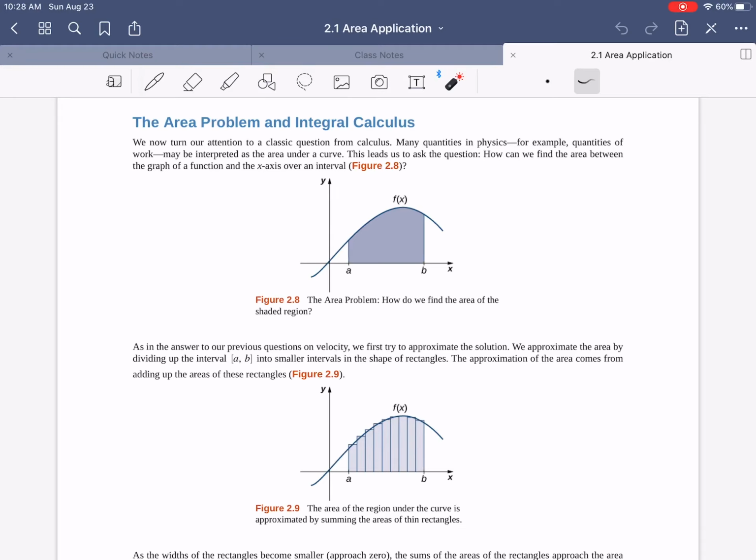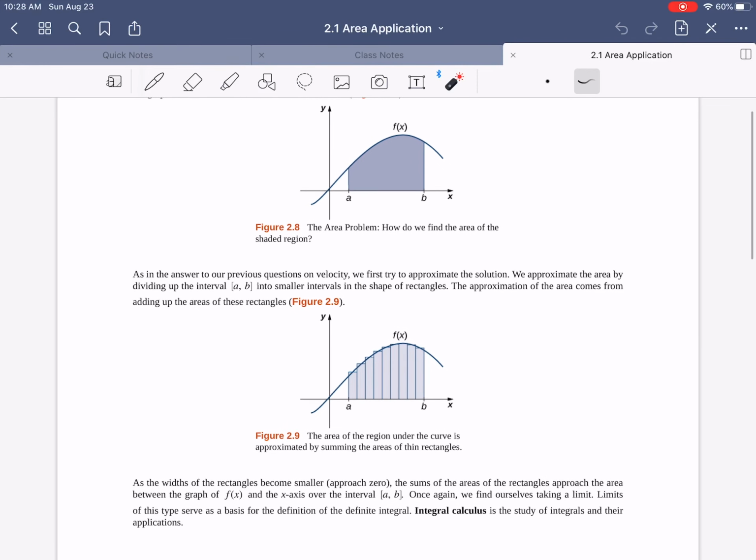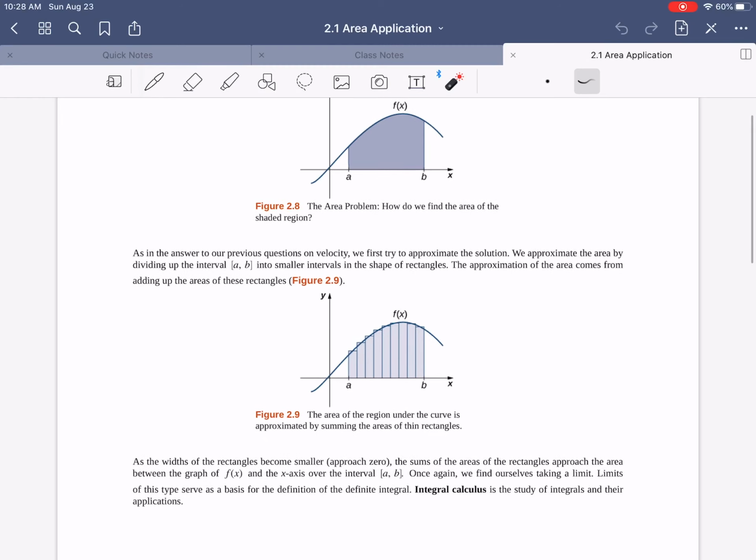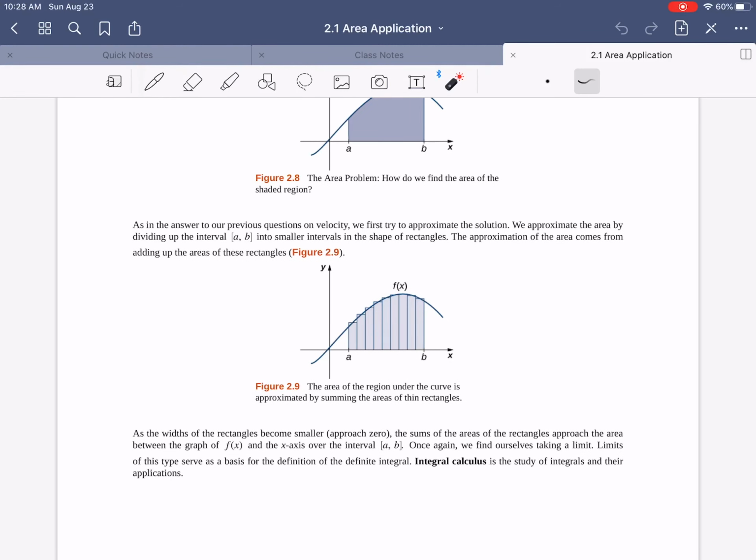Okay, so what does this have to do with limits at all? Well, we can try to estimate this curve by using rectangles that you can see down here. The idea is that calculating the area of rectangles is really easy, and the more rectangles we use, the more accurate our estimation will be.